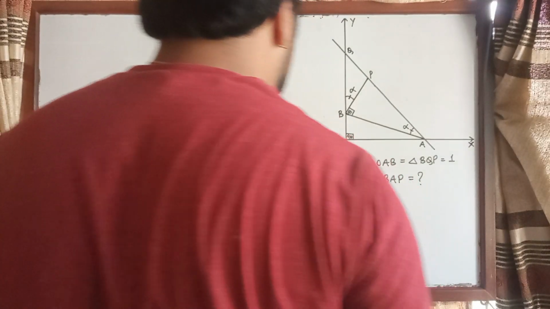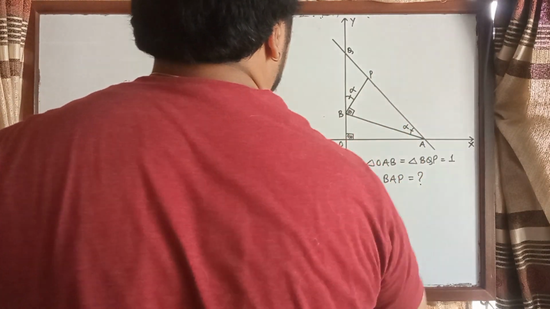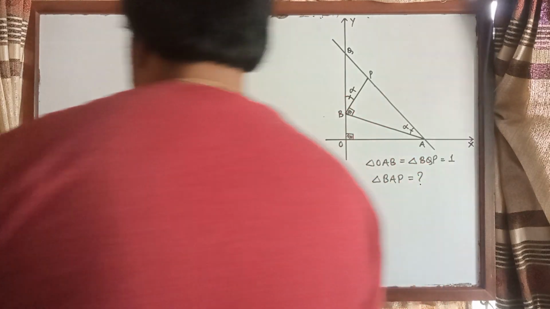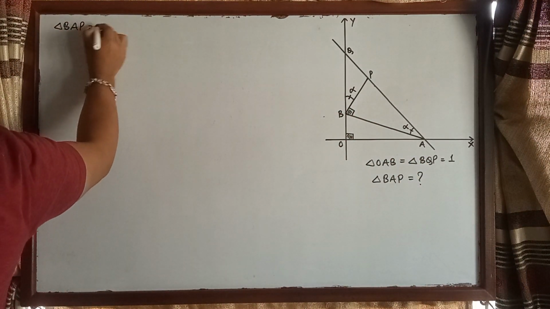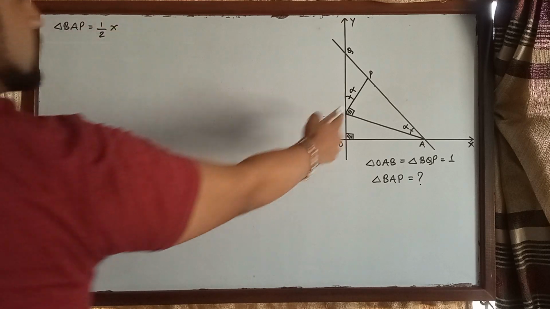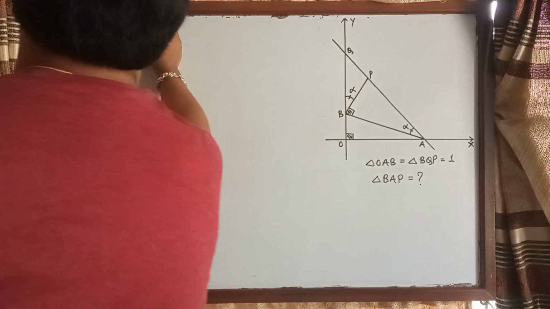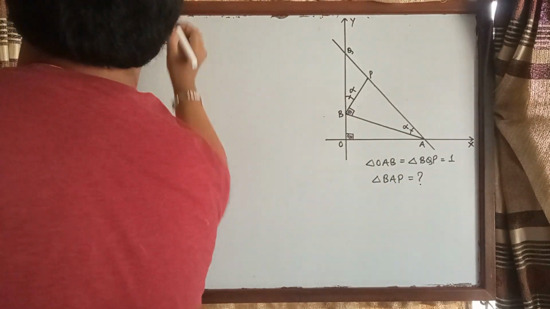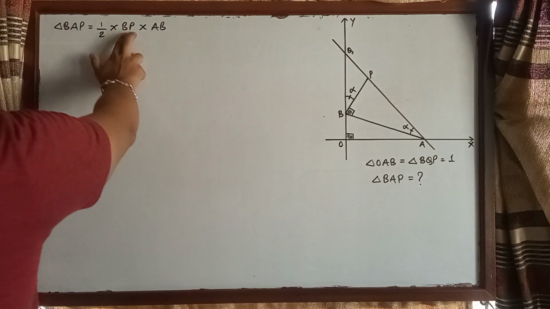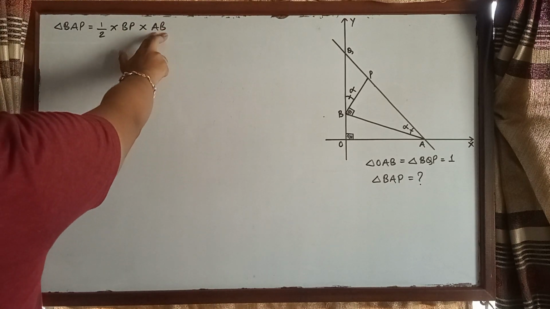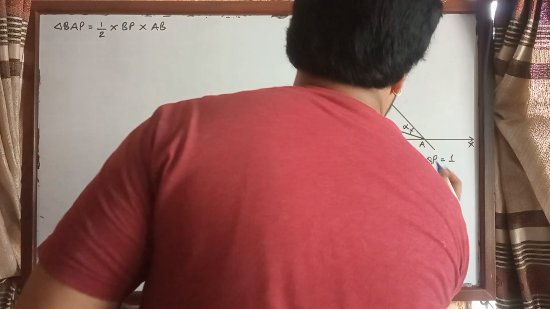We need the area of triangle BAP. Triangle BAP is basically half times BP times AB. So all we need to do is find the length of BP and find the length of AB.